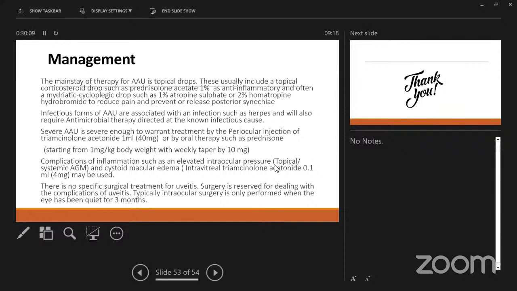And there's no specific surgical treatment for uveitis. If any surgery is to be performed, like cataract surgery, it should typically be delayed for 3 months until all the inflammation is resolved. Then we can perform the cataract surgery.